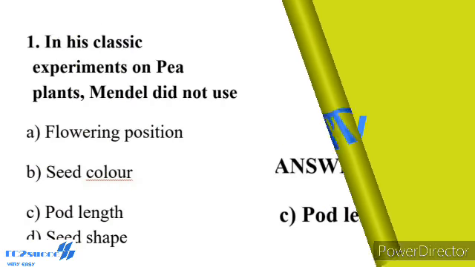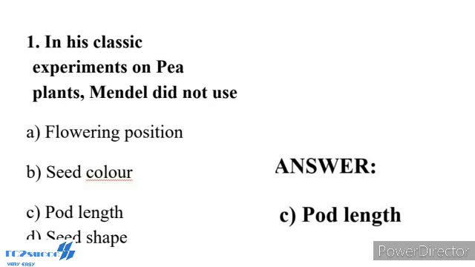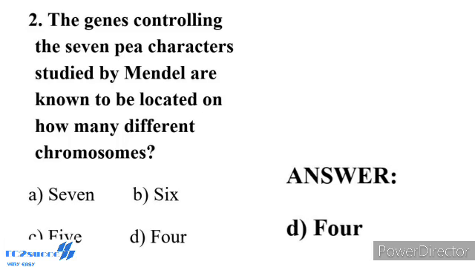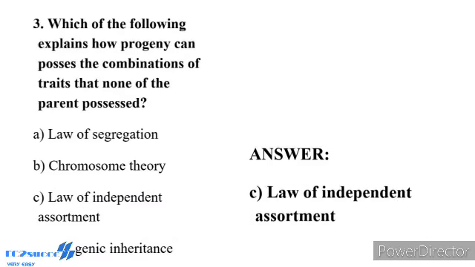Evaluation. Question number 1. In his classic experiment on pea plants, Mendel did not use: option A, flowering position; option B, seed color; option C, pod length; option D, seed shape. So the correct answer is option C, pod length. Second question: the genes controlling the 7 pea characters studied by Mendel are known to be located on how many different chromosomes? Option A, 7; option B, 6; option C, 5; option D, 4. So the correct answer is option D, 4. Third question: which of the following explains how progeny can possess a combination of traits that none of the parents possess? Option A, law of segregation; option B, chromosome theory; option C, law of independent assortment; option D, polygenic inheritance. So the correct answer is option C, law of independent assortment.